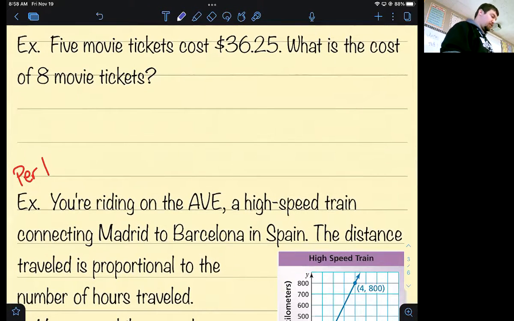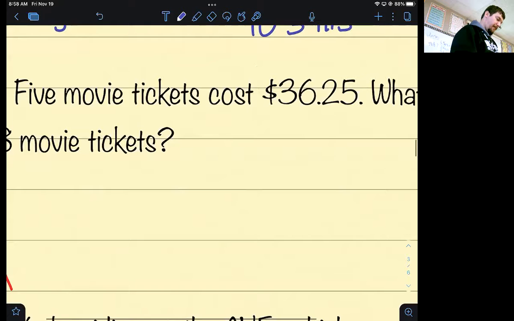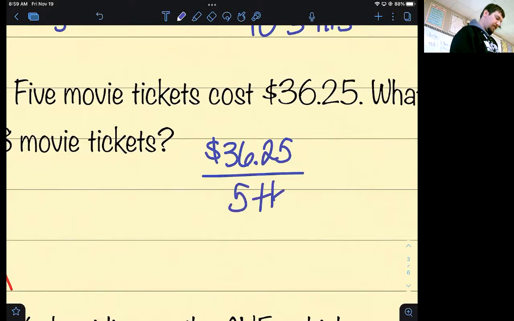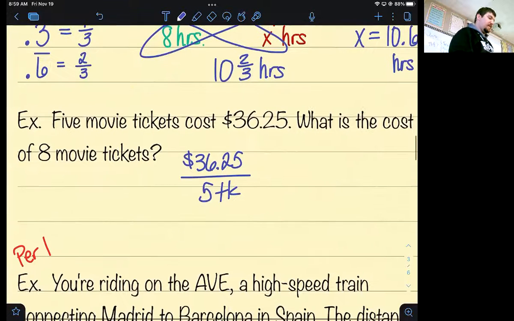Here's a pretty typical proportion. 5 movie tickets cost $36.25. How much do they cost? $36.25 for how many tickets? For 5 tickets. Okay, so there's a rate. Now, if you're wondering why I inverted that and put dollars on top, it's because we always put dollars on top when we're talking about rates. Dollars per ounce, dollars per can, dollars per pound, dollars per fluid ounce, whatever you're talking about. We always put dollars on top. So dollars per ticket. That makes more sense than tickets per dollar, if I'm being honest.